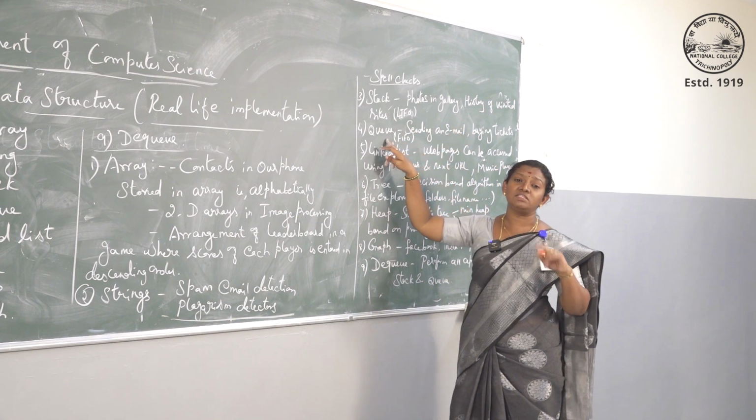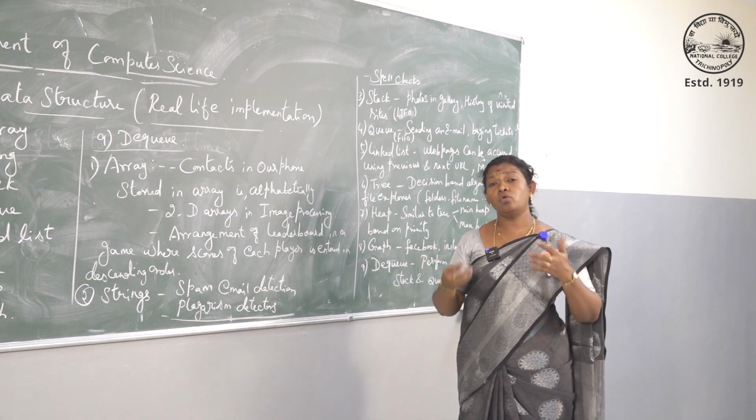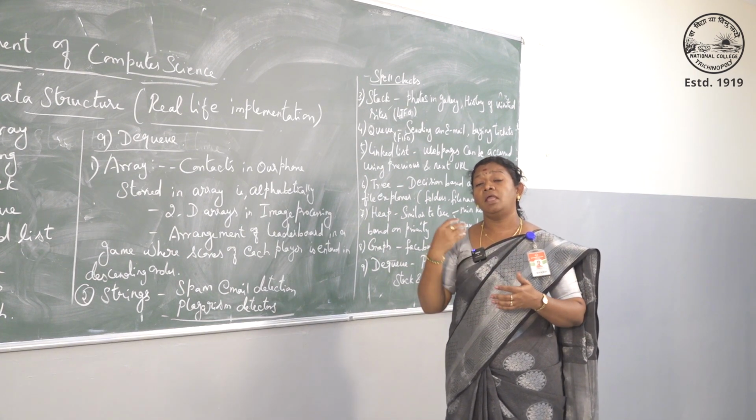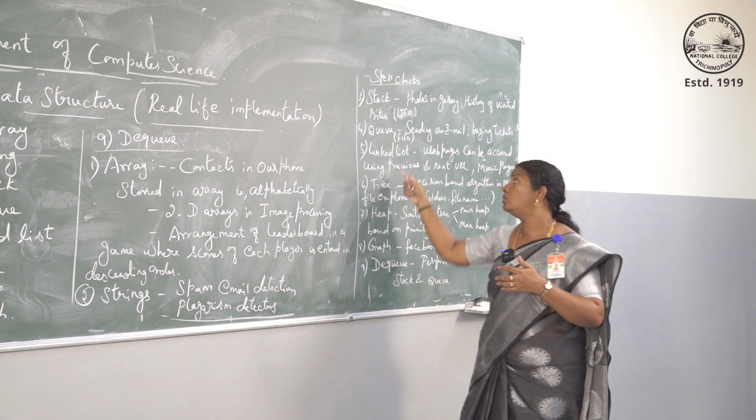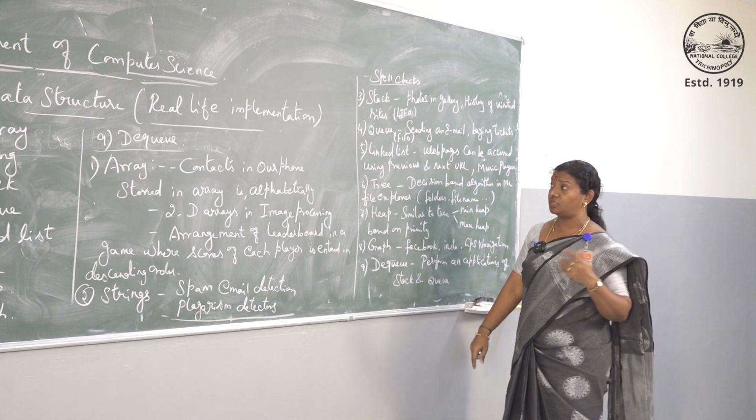Next one is queue, first in first out, where we stand in a queue in a theatre or many places. Whoever comes to occupy the first space goes first. So it is called first in first out, as in sending an email or buying tickets.